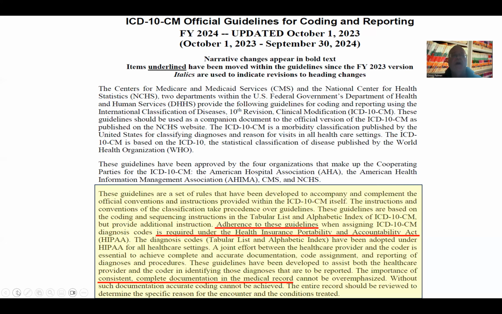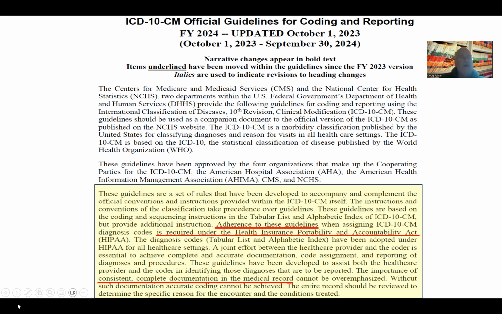Okay, so in case you've never seen the official guidelines for coding and reporting, or you never read the first page, let's do it. Adherence to these guidelines is required under the Health Insurance Portability and Accountability Act, or HIPAA. This is required by federal law, folks. Consistent, complete documentation in the medical record.